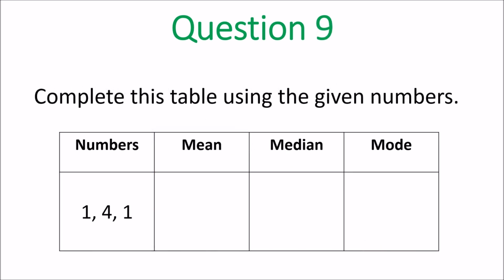Complete this table using the given numbers. The mean would be you add them up and divide by 3. 4 and 1 is 5, 1 is 6. 6 divided by 3 is 2. That's the mean or average. The median, arrange them in order. 1, 1, 4. Pick the middle one, which would be 1. The mode is the number you see most often. Look at them. Which number do you see the most? 1. So the mode is 1. You got to remember the definitions for those terms. Then you would be able to work it out.